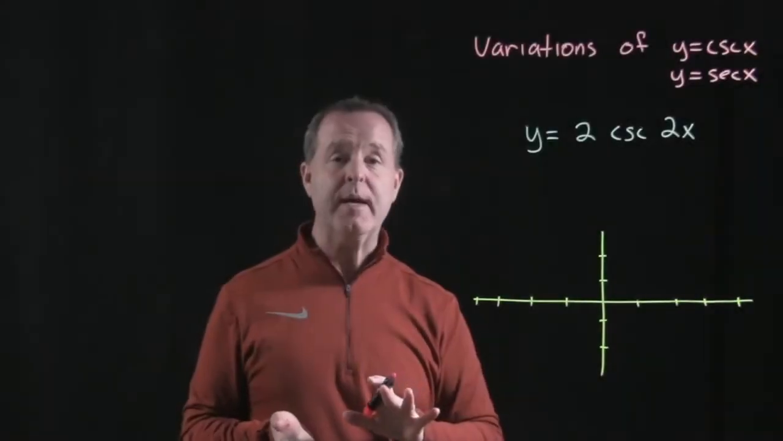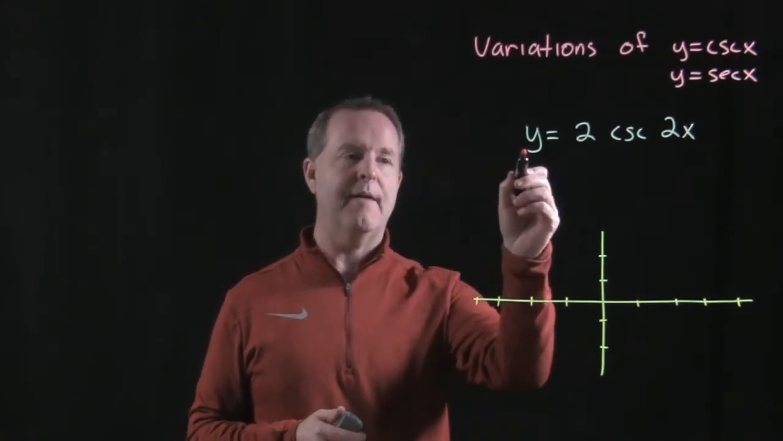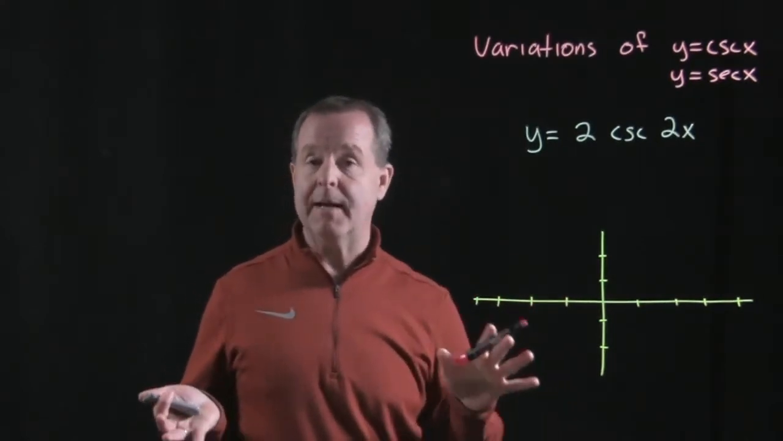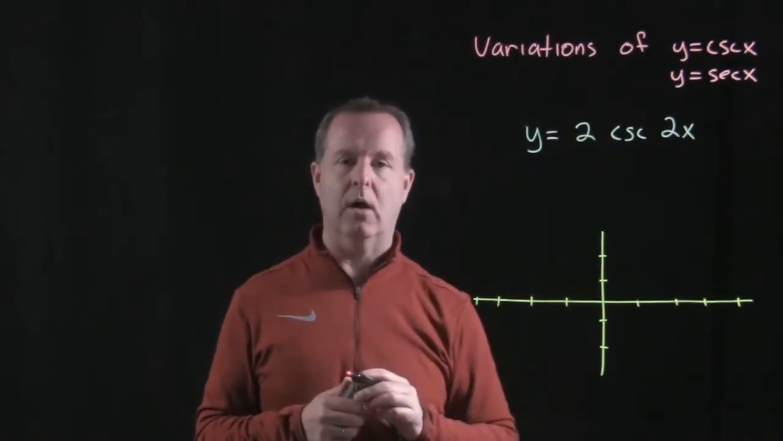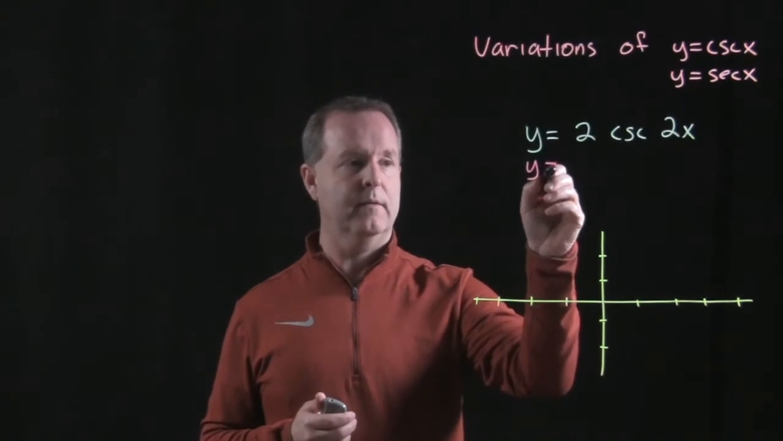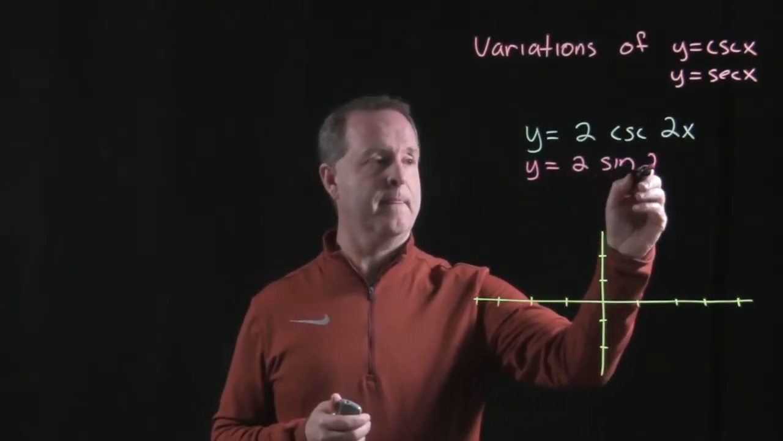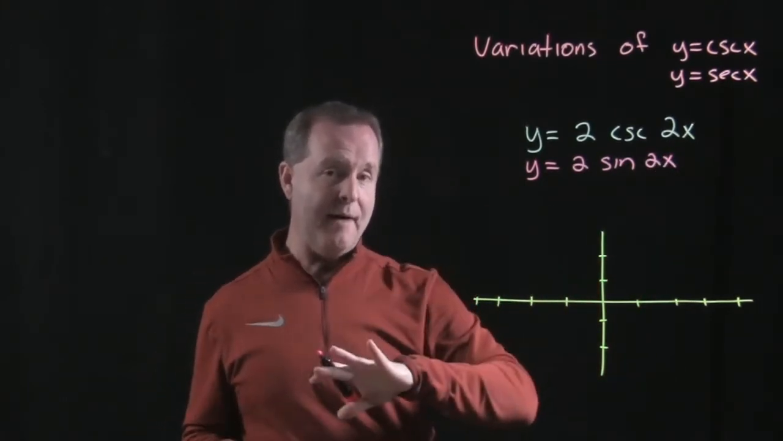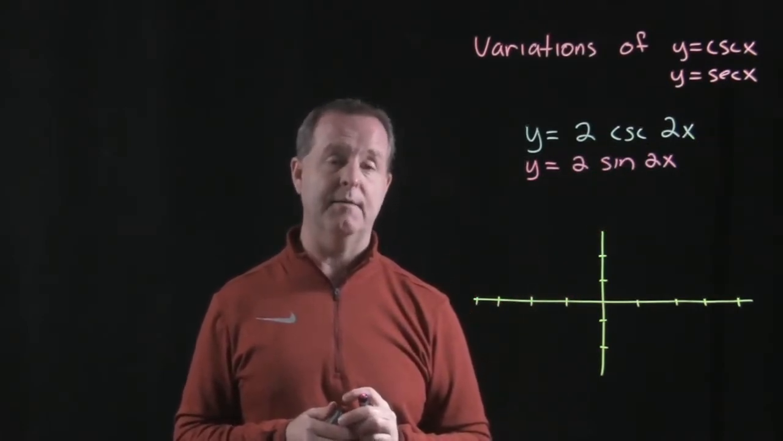Now let's look at how we graph a variation of a secant or a cosecant graph. We want to graph y equals 2 cosecant of 2x. Typically, a clever way to do that is to recognize that cosecants are reciprocals of the sine. So if we're able to graph the reciprocal function first, then maybe we'll be able to play off of that and graph our original function. So how do we graph 2 sine of 2x?